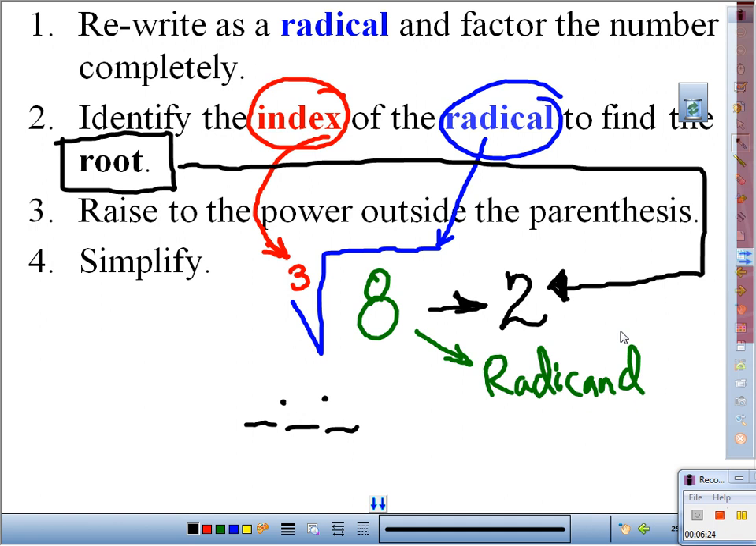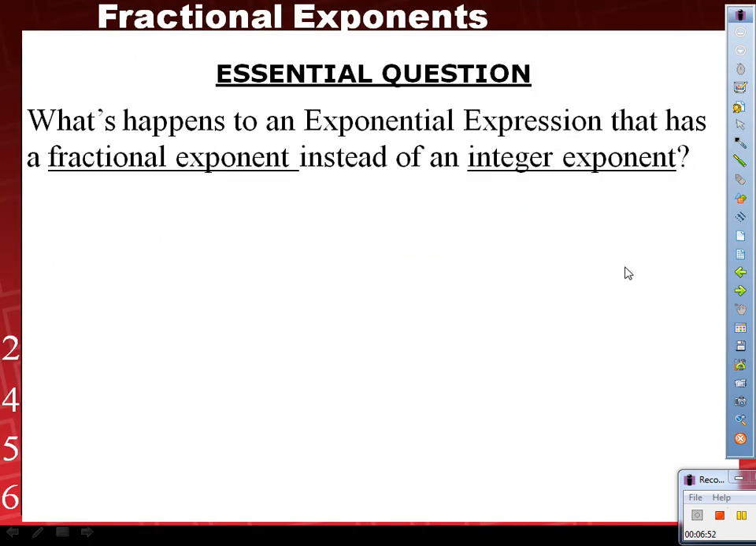We got it, yes? However, the main lesson today is to change exponential expressions that have exponents that are fractions into these kinds. Okay? So, with that said, check this out. The other thing, before I move on, look at this question. What happens to an exponential expression that has a fractional exponent instead of an integer exponent?